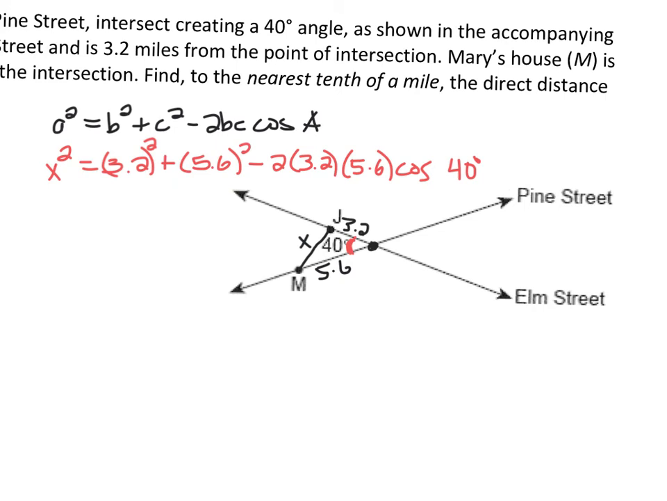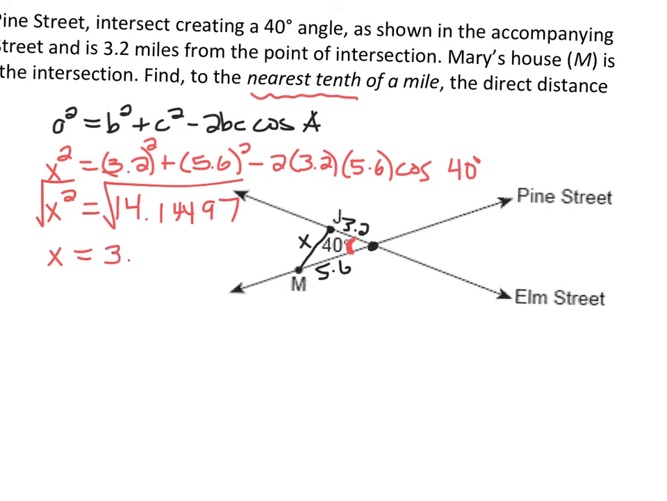I'm going to bring down the x squared, and when I plug that into my calculator, I get approximately 14.14497. Then to get rid of the square, I just take the square root. They want the answer to the nearest tenth of a mile, so when I plug that into my calculator to the nearest tenth, I get 3.8 miles. And there we go.